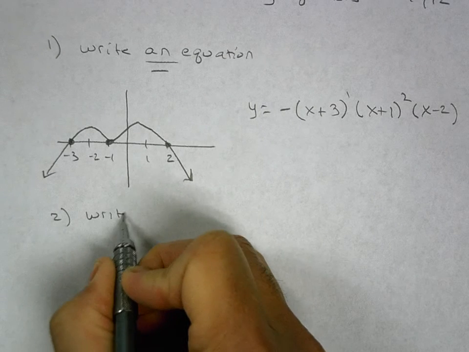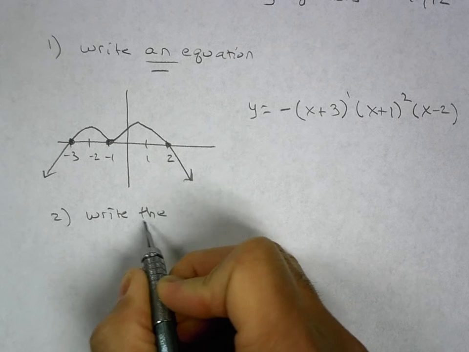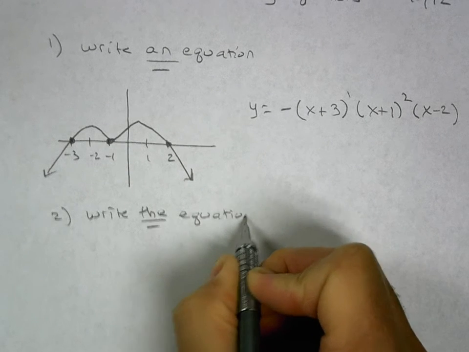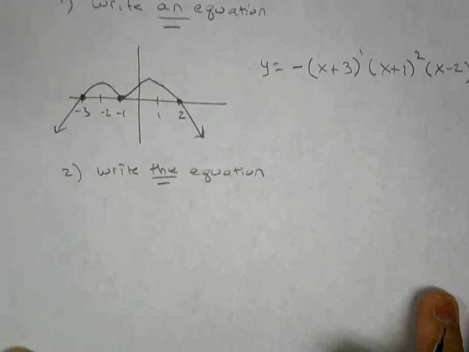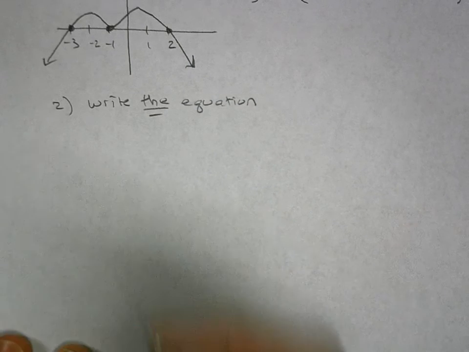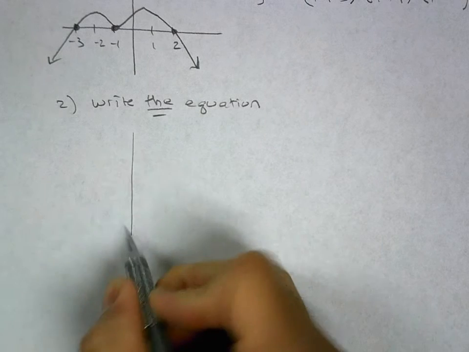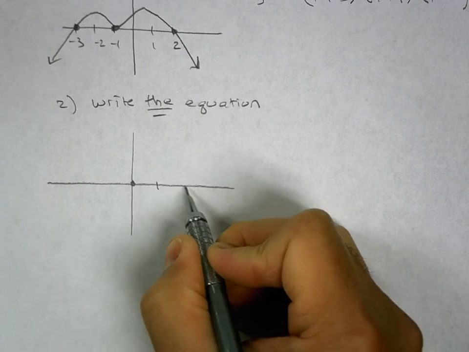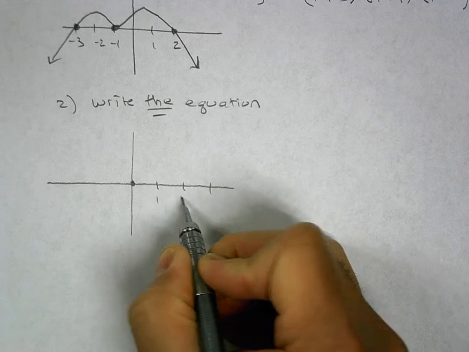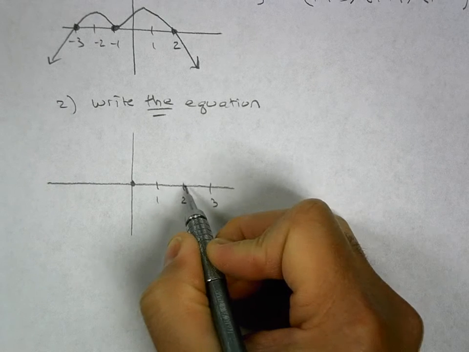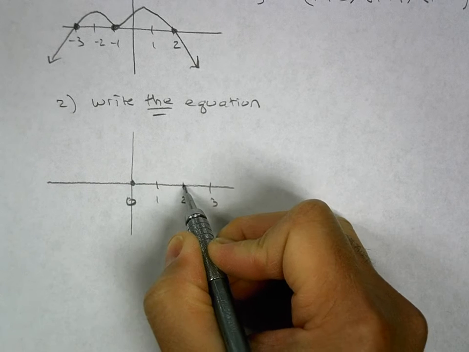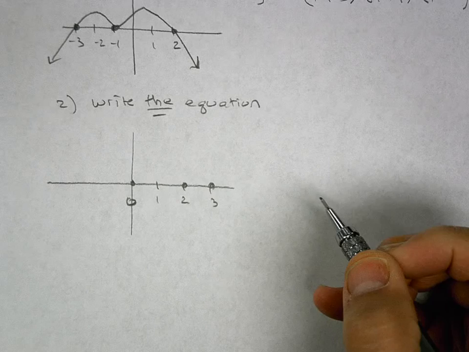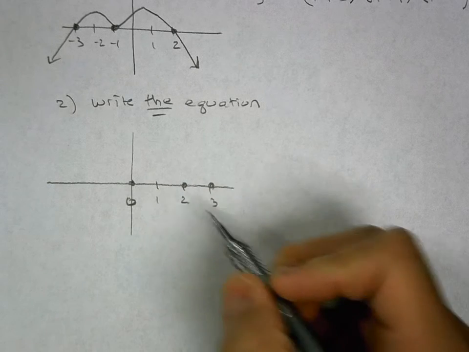Okay, let's write the equation for this next graph. So I'm going to move it up. So this one has to be a little bit more accurate. So, okay, 0, 1, 2, 3. So I'm going to put 0 there. 0, 2, and 3. So 0, 2, and 3. 3 x-intercepts there.